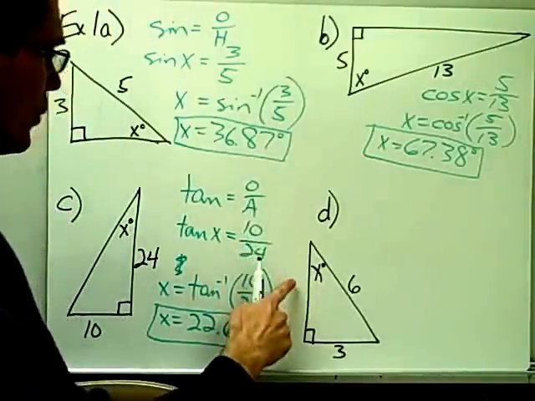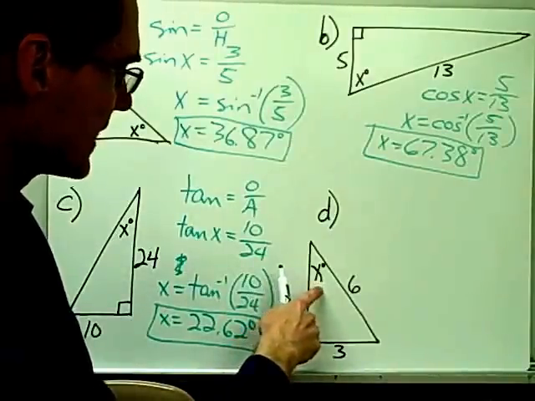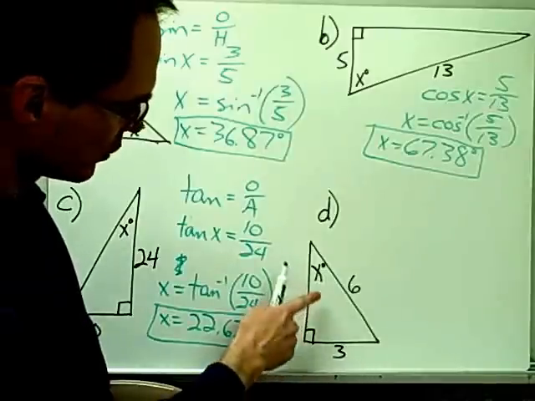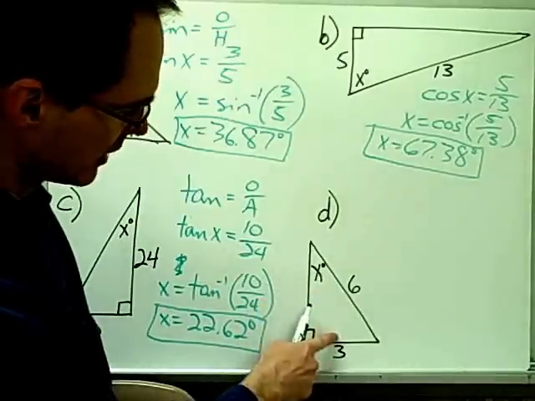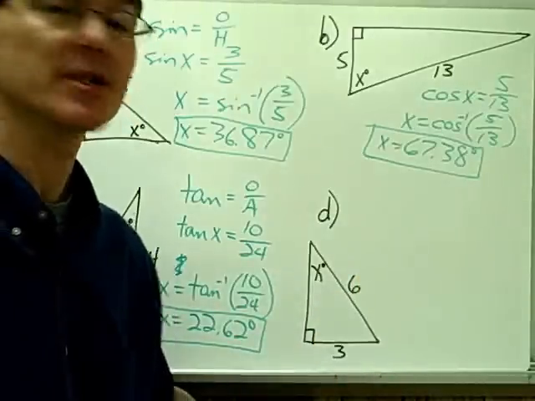All right, one last example of this type, example 1D. Again, I'm looking for an angle. Got a right triangle. I'm going to use one of my trig ratios. Which one? Let's see, I've got an angle, I've got opposite, and I've got hypotenuse. Opposite over hypotenuse is sine.